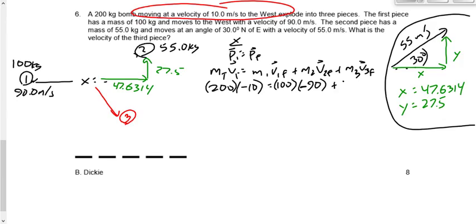M2 is 55 times V2F. Zach, what's V2F there? 47. Yep, good. 47.6314, good. Plus M3 is, what is that, 35? 45? It's 45? 200 minus 100 minus 55. That works out to be 97.3394.